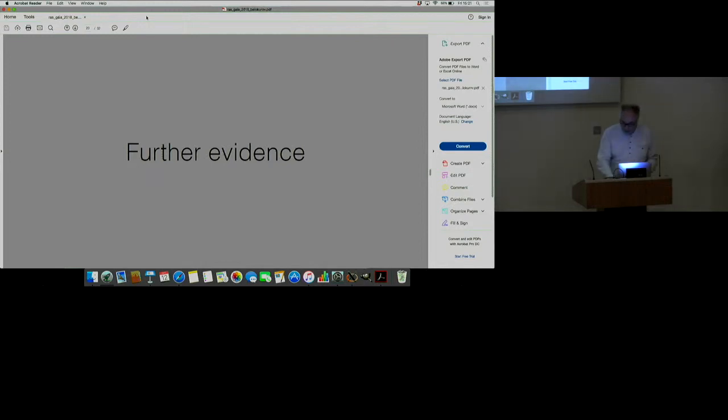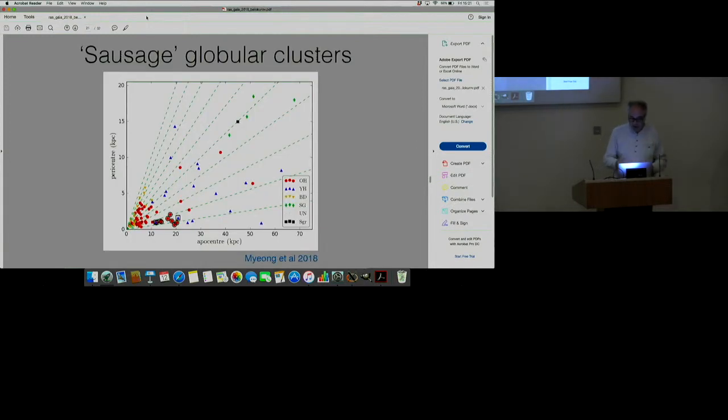So let me now give some further evidence. If this really was such a big galaxy, it was bigger than the Sagittarius. We know the Sagittarius galaxy brought in with it its own entourage of globular clusters. And so then there must be globular clusters that we can find that are associated with the Sausage galaxy.